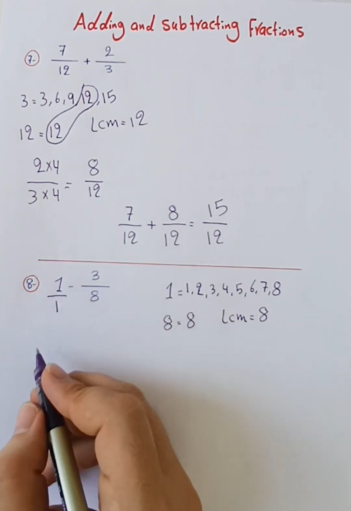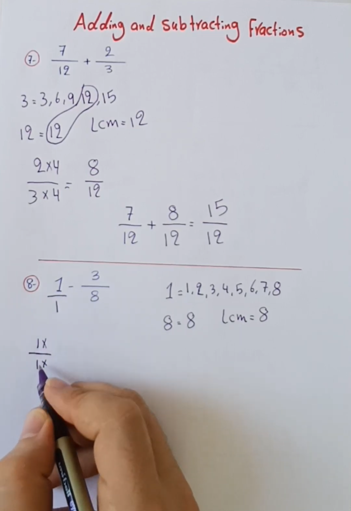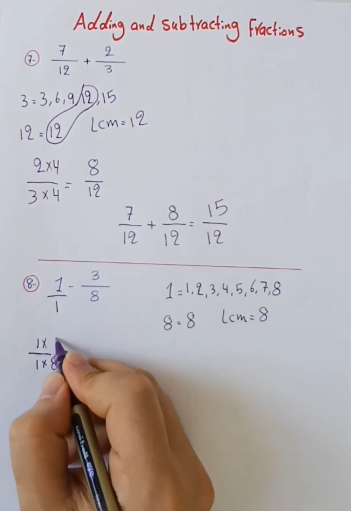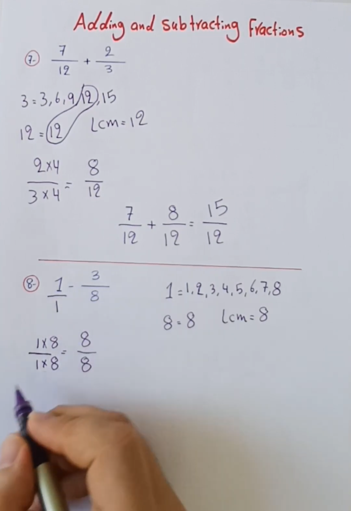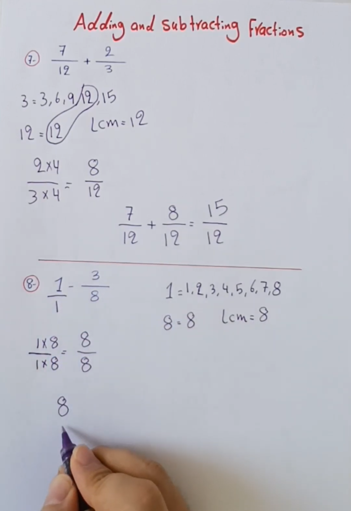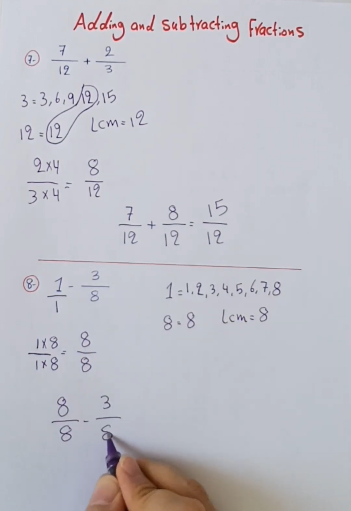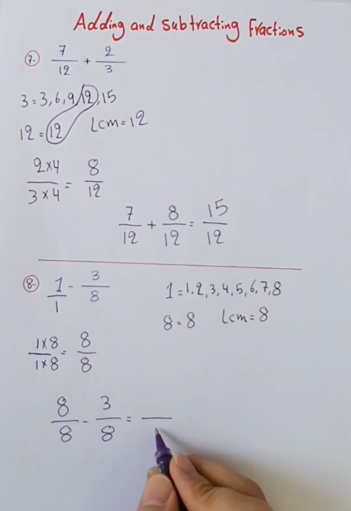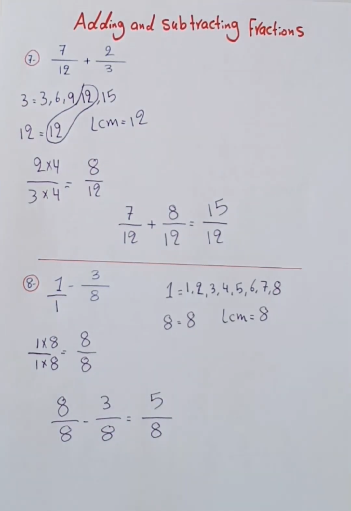So the least common multiple for 1 and 8 is 8. We have to change only this fraction, 1 out of 1, and then 1 multiplied by which number equals 8? By 8. So it equals 8 out of 8. After that, 1 out of 1 is 8 out of 8, minus 3 out of 8. You have to write the denominator 8, and then 8 minus 3 is 5. So the difference is 5 out of 8.